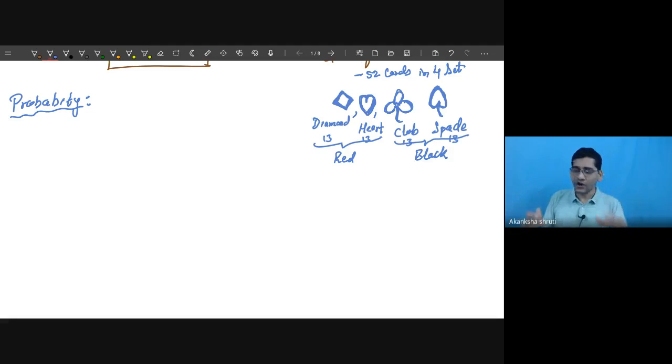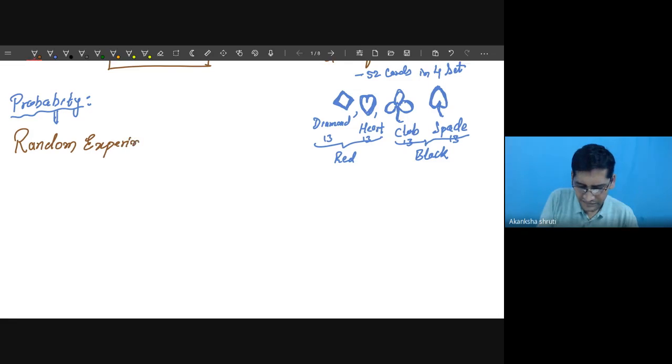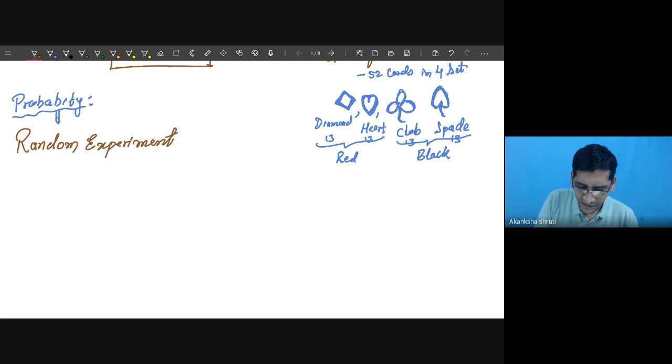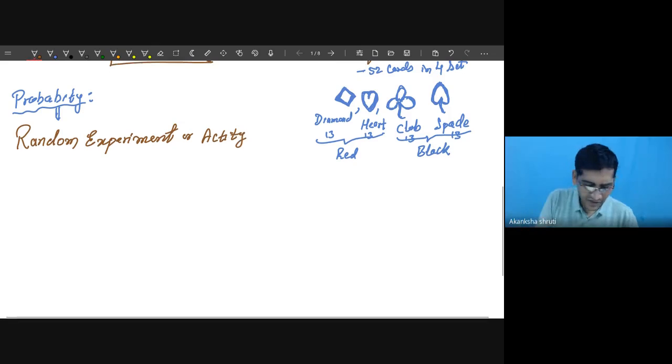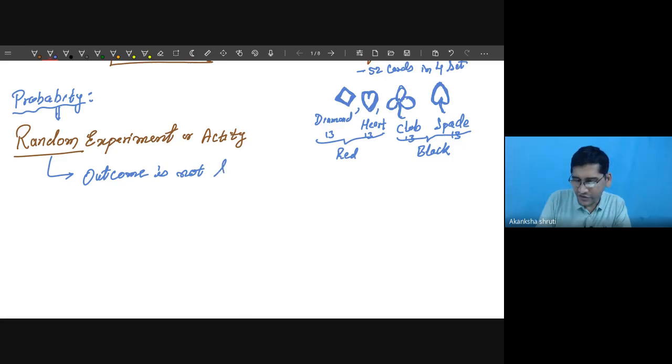So probability is always dealing with an event or activity. That activity is called a random experiment, or activity. The term random tells that the outcome cannot be predicted. The outcome is not sure. That is, it is not only one, it can be more than one.